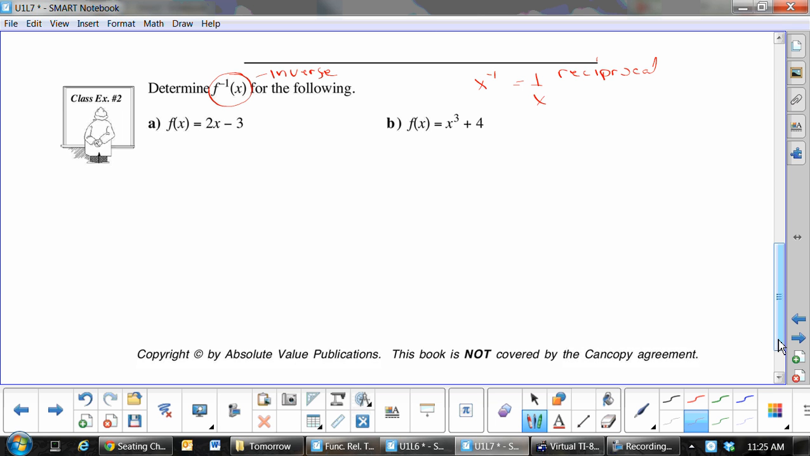You don't see it that often, but where is it that I see that? Oh yeah, there it is. So they can also ask you to determine x equals f of y. Okay? That's another way to say inverse.